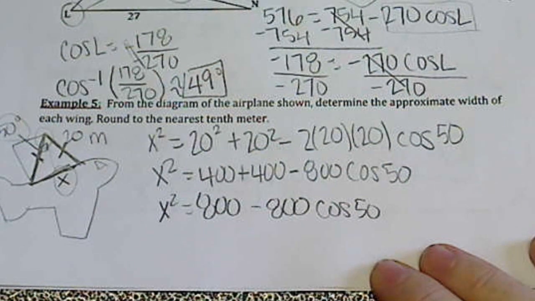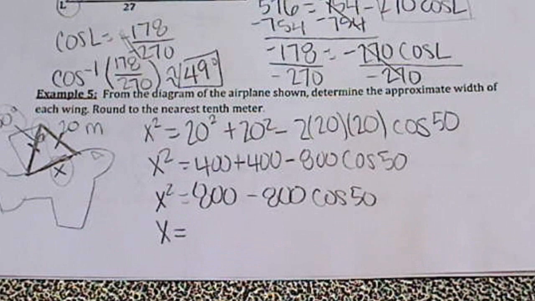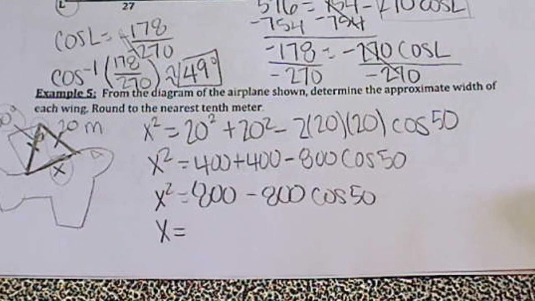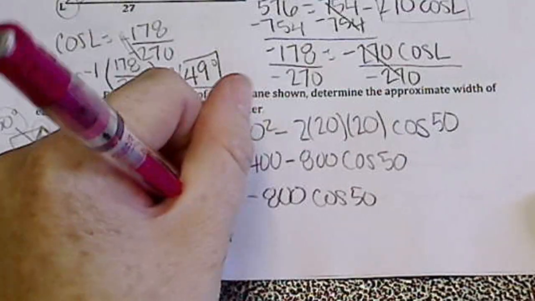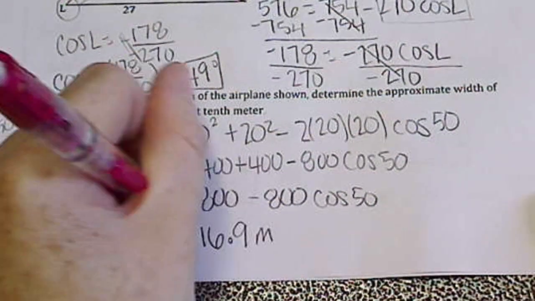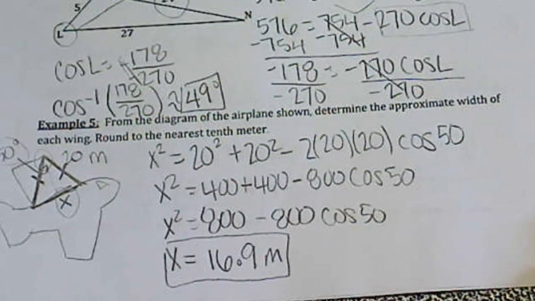Put that in your calculator. Don't forget to square root it at the end. We're going to round to the nearest tenth. So x is about 16.9 meters. Perfect.